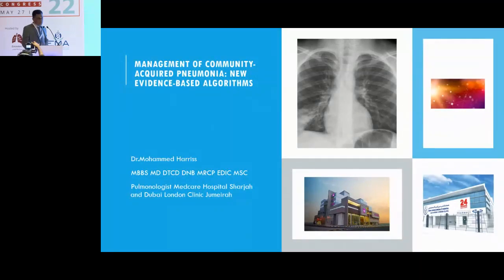So it's an algorithm of treatment and diagnostic part. To be frank, the most accepted algorithm is from the Infectious Disease Society of America, even though we have a lot of algorithms. Next slide, please.